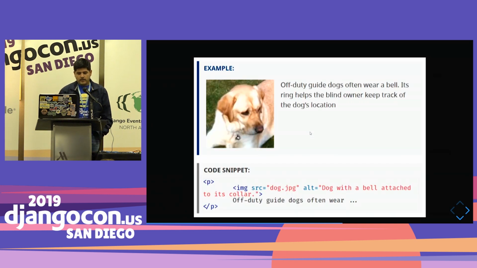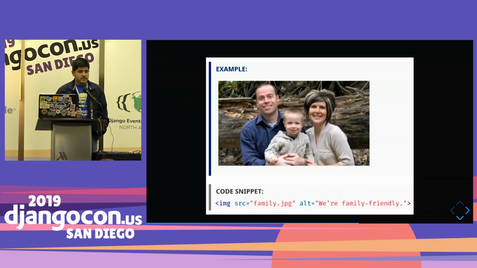Here we have, for example, a picture of a dog, and we have the paragraph explaining the image, and then we just want to very briefly describe the content of the image, which is the dog with a bell attached to its collar. And here, the image only conveys an emotion or a sentiment. So instead of describing, oh, this is a picture of a family outside smiling, we can say we're family friendly, because the website tries to convey this information to the user.